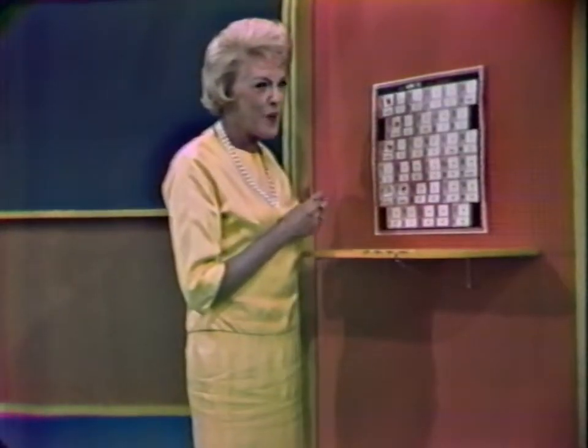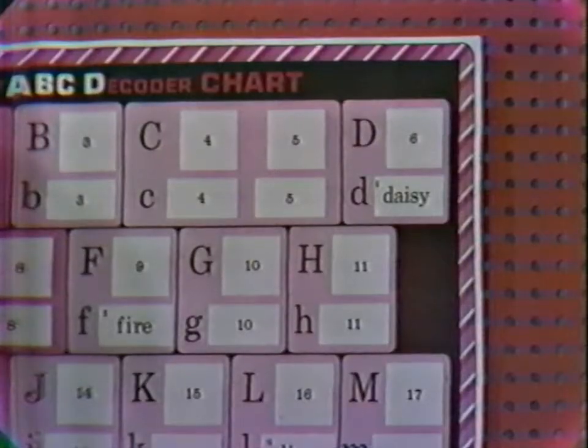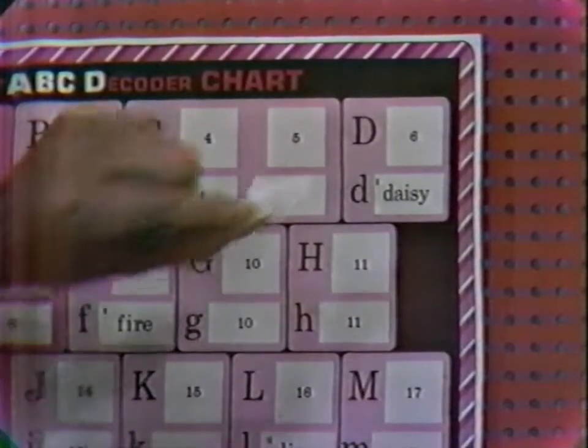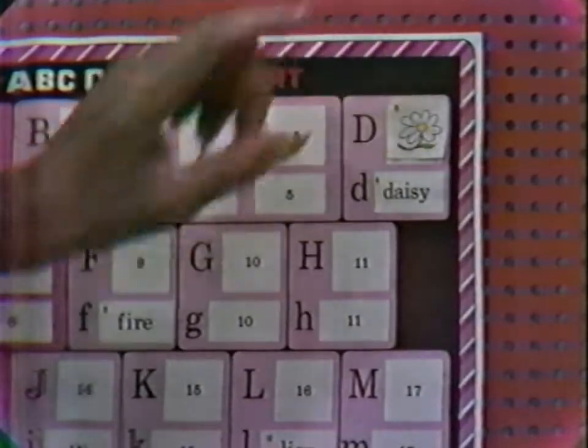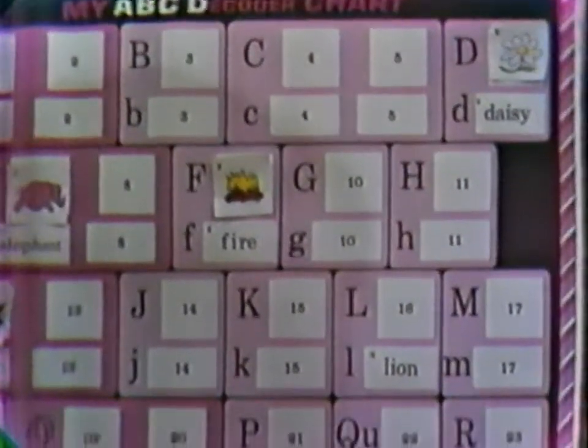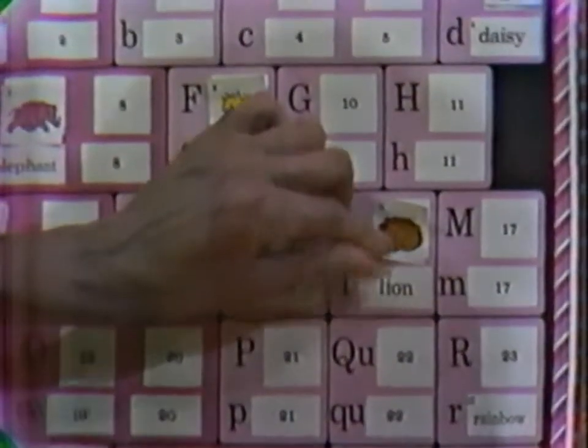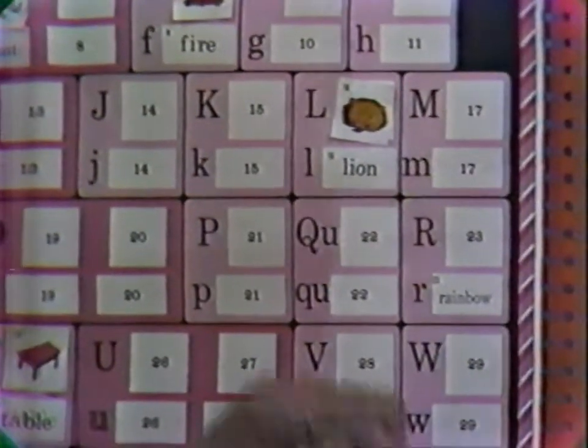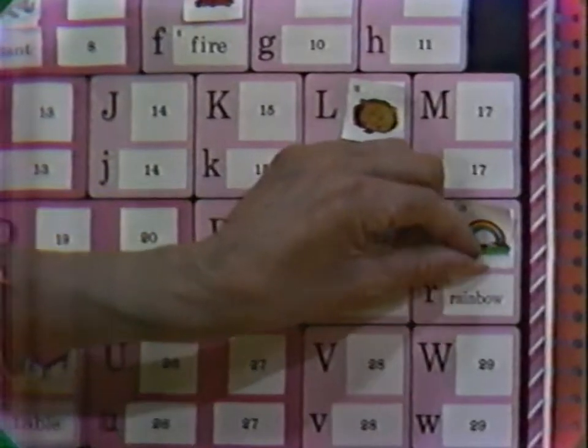Now, where do you think we go? Did you guess daisy? Because the clue to D is in the daisy. The clue to F is in the fire. The clue to L is in the lion. The clue to R is in the rainbow.